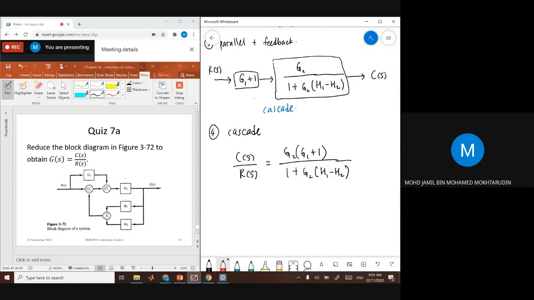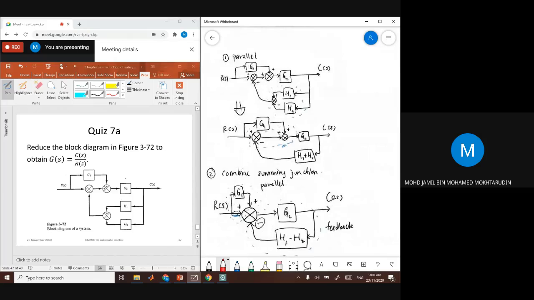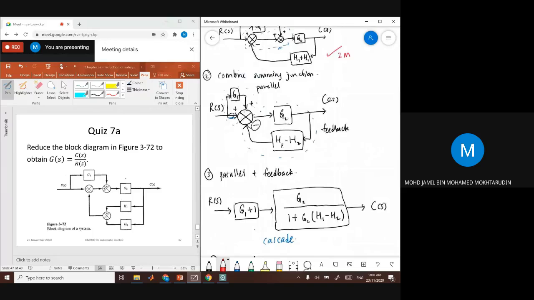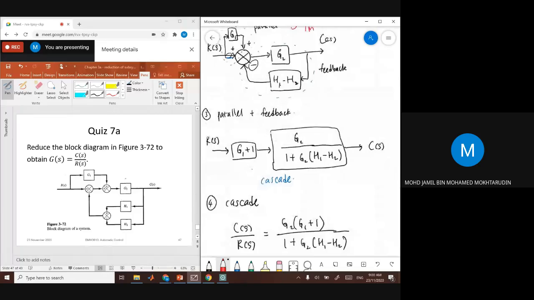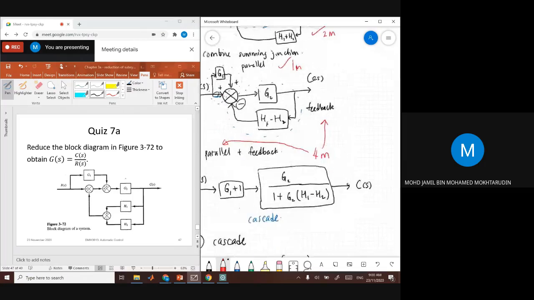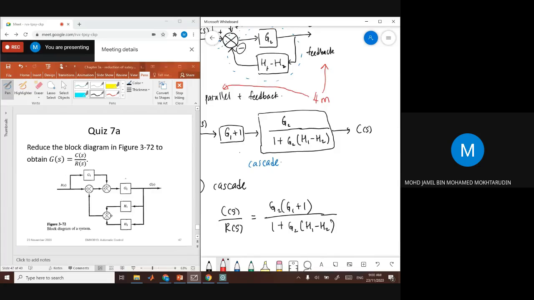Okay. So if you have the first here parallel and you simplify correctly, you get 2 marks here. So this one, you combine the summing junction, you get 1 mark. So feedback and parallel here, you get 4 marks here. So 2 marks each, okay? So 2 marks for feedback, 2 marks for parallel, okay? Berapa dah markah? 7. So final transformation, cascade here, 1 mark. Yang ni 2 markah, okay?